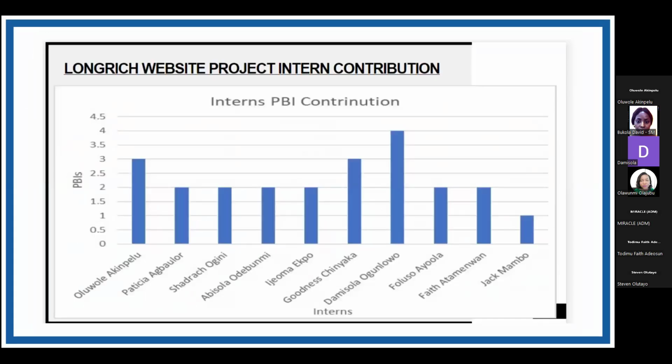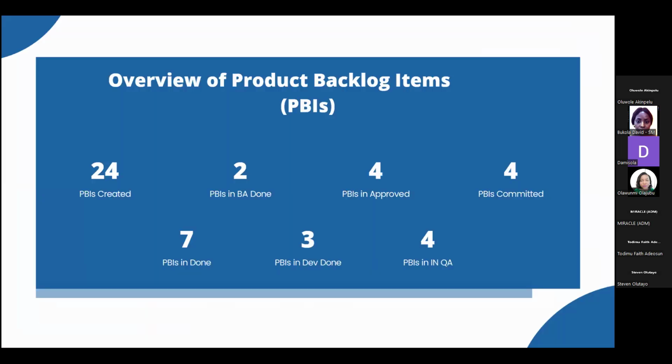Next slide. This is all intern contribution, showing the different numbers of PBIs each person wrote. Next slide. This is the overview of the PBIs. In total, we wrote 24 PBIs and we committed 4, some already in BA done. Next slide, please.